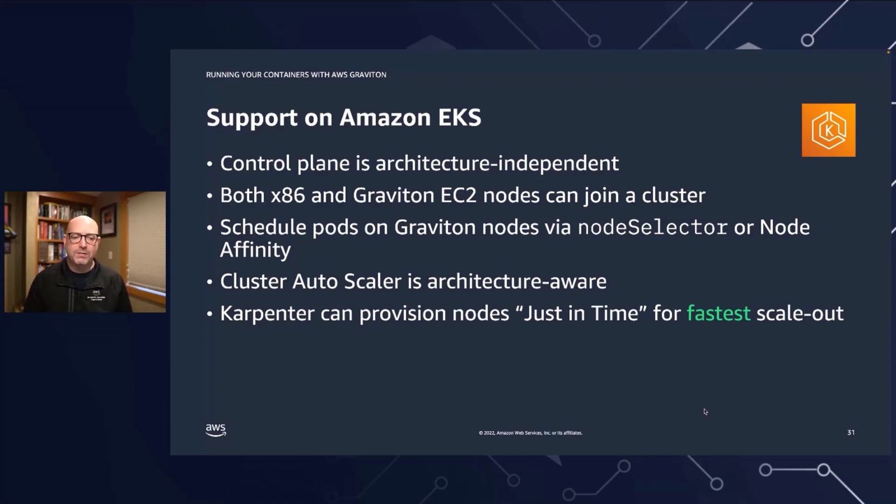Unlike Cluster Autoscaler, Karpenter actually takes advantage of our EC2 Fleet technology in order to launch nodes extremely quickly and highly concurrently, often in 30 seconds or less. I encourage you to take a look at Karpenter, and I'll provide a link for that later.